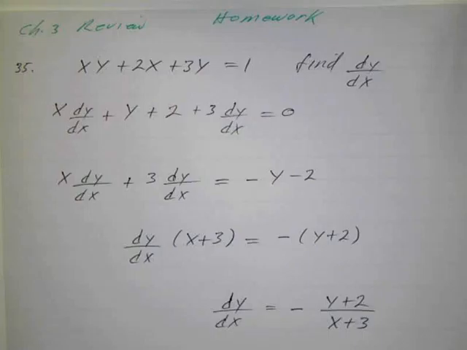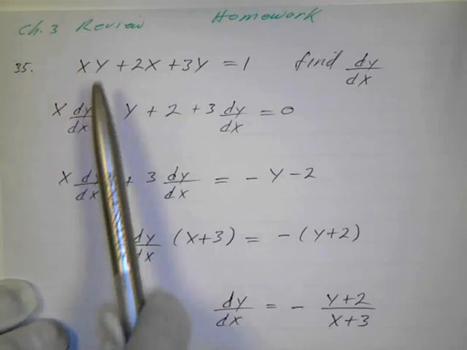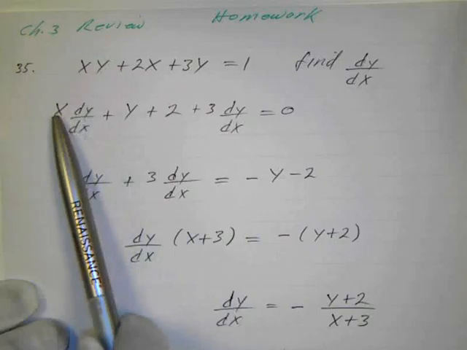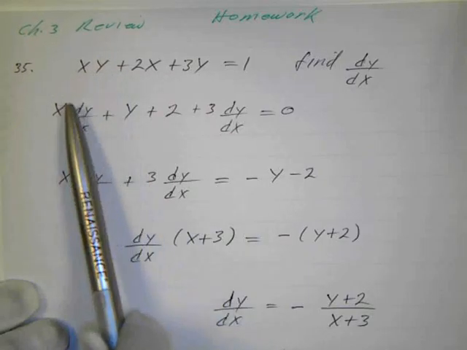Okay, some more problems from the Chapter 3 review, number 35. We just want to find dy/dx, so it looks like we're going to have to do it implicitly. Don't have much choice there, so if we take the derivative, we look at this. We've got a product rule here, so we get the first times the derivative of the second.